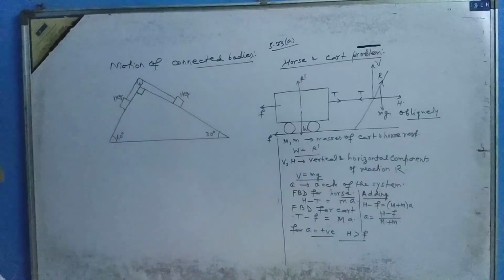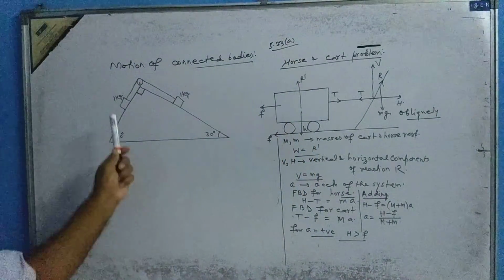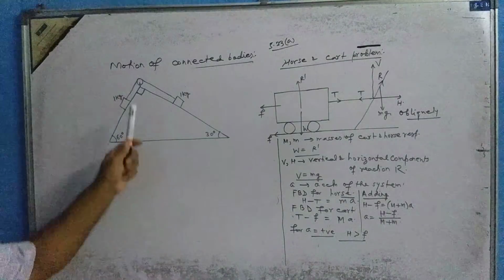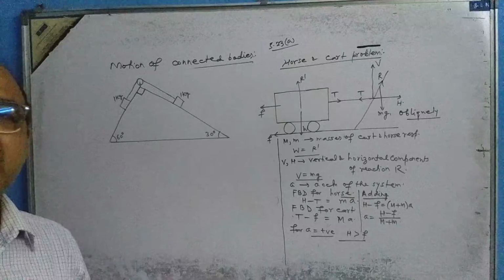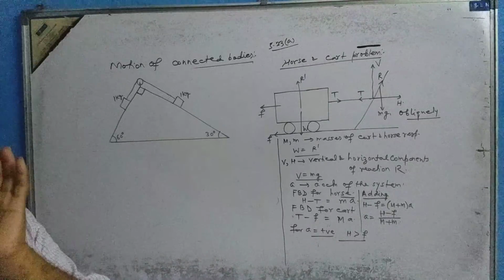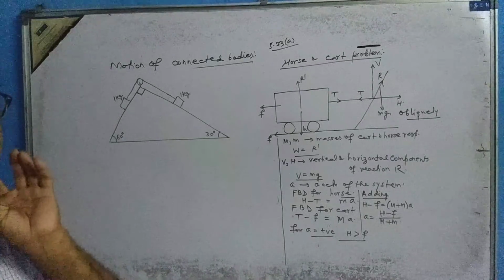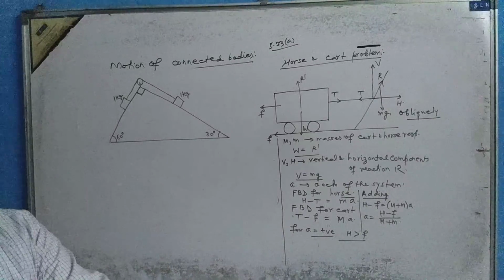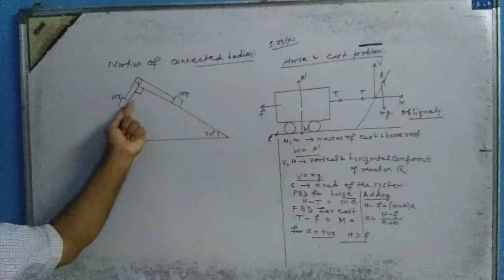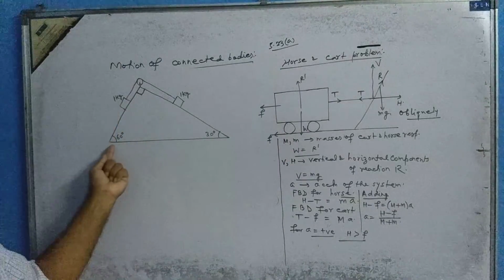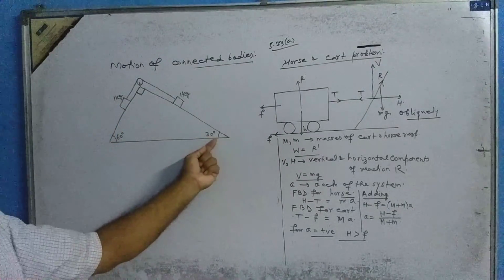Now, here is a slightly different type of situation. There is an inclined plane. I hope all of you are familiar with the inclined plane. I have discussed it in the case of friction also. I hope you all are remembering those situations. Here is an inclined plane. This angle is 90 degree. This is 60 degree. This is 30 degree.